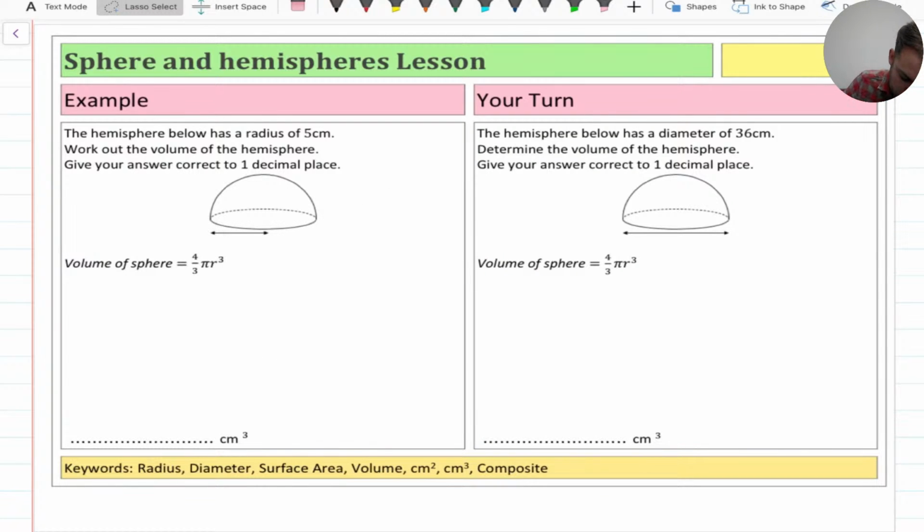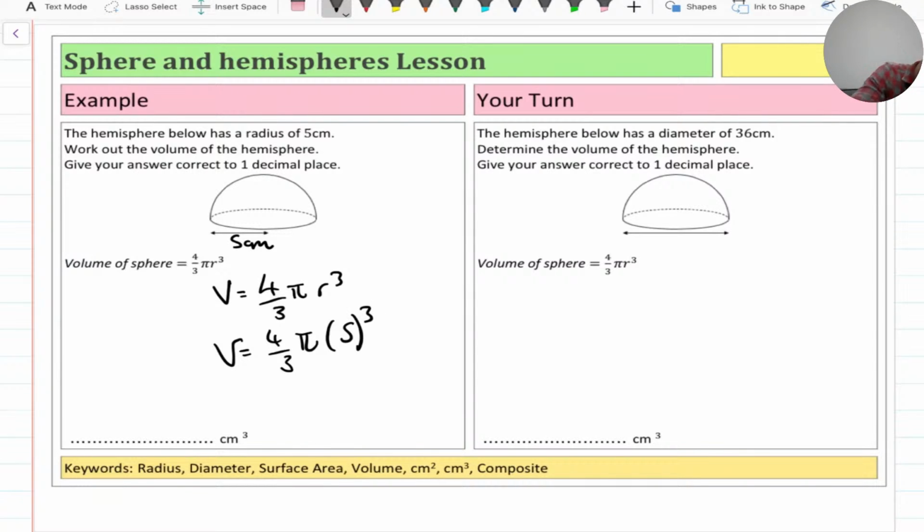So, it says here that the radius of my hemisphere is equal to 5 centimeters. The first thing I'm going to do is work out the volume. So I'd write down the formula: volume is equal to 4/3 pi r cubed. So my volume is equal to 4/3 times pi times 5 cubed in this one. So 5 cubed times 4 divided by 3 times pi. So the volume of my full sphere, and I shall probably say that actually.